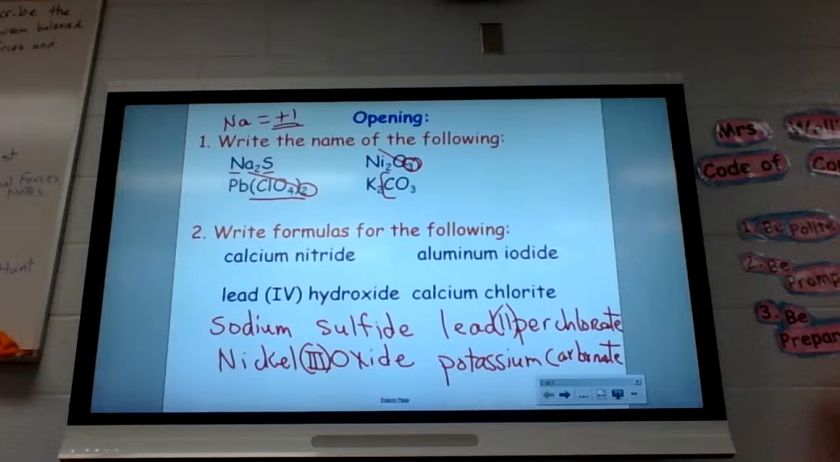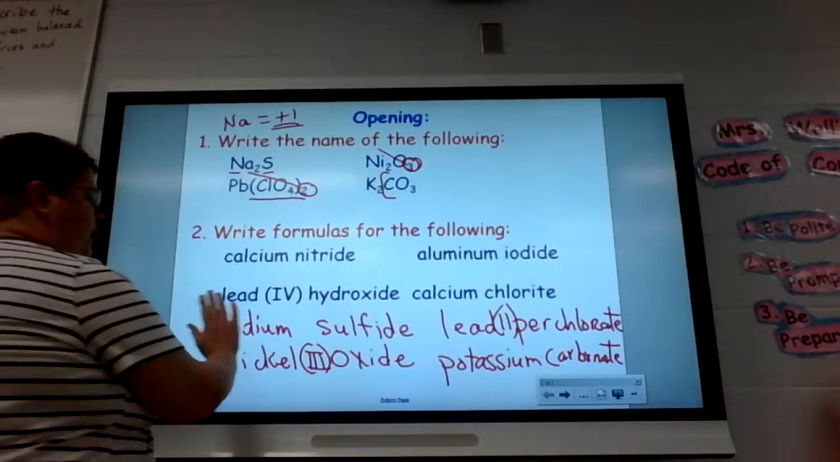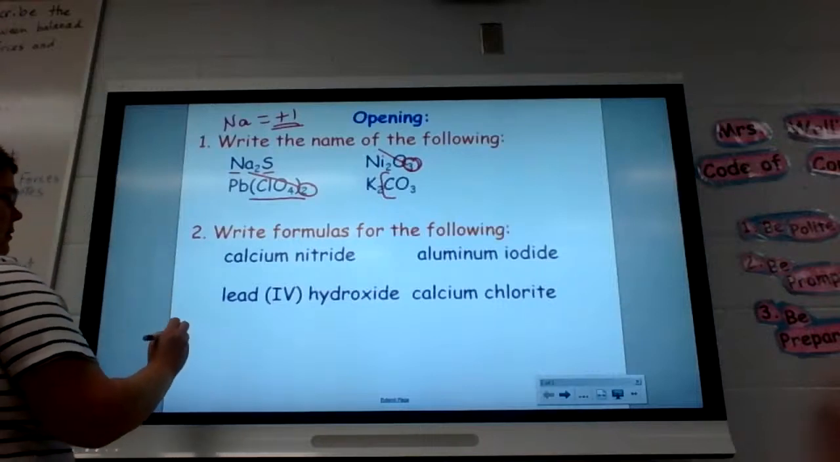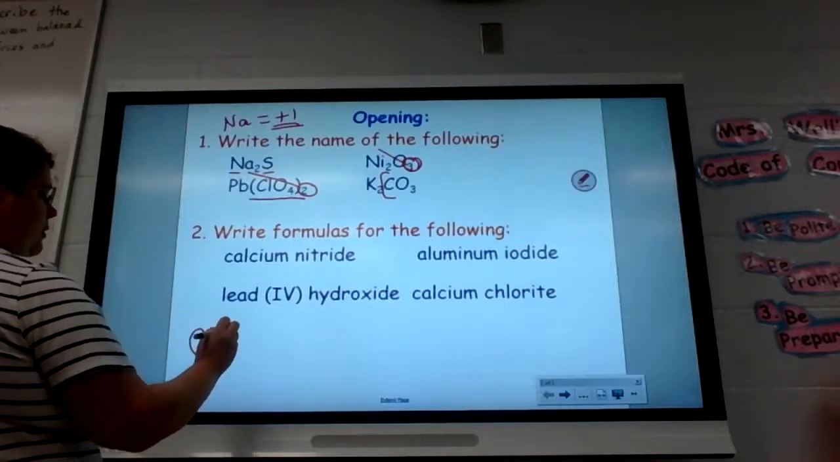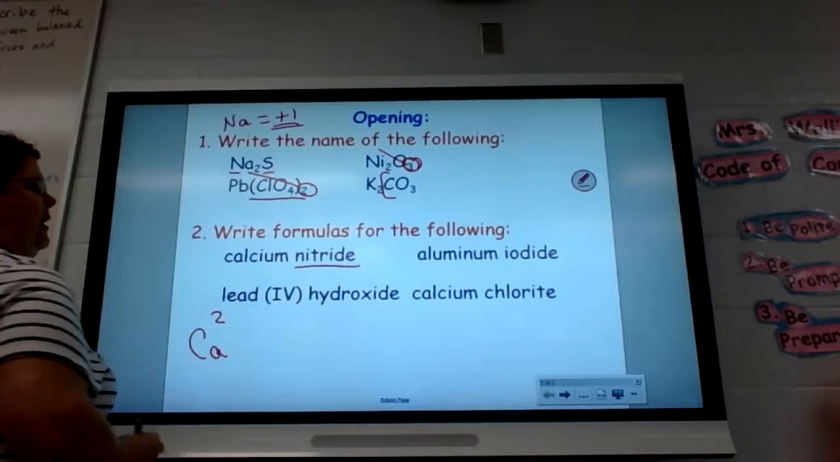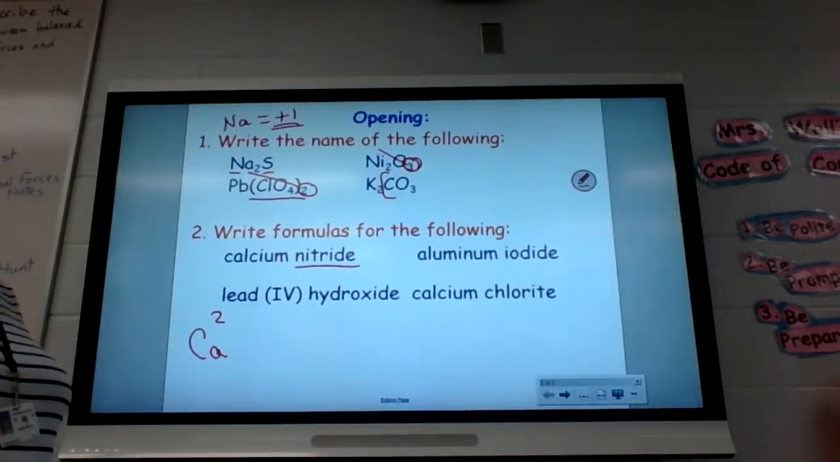Yeah? Okay. So when we go to write the formulas for the bottom ones, calcium is Ca. We look up its oxidation number, it's a 2. What's nitride? Is it nitrate or nitride?